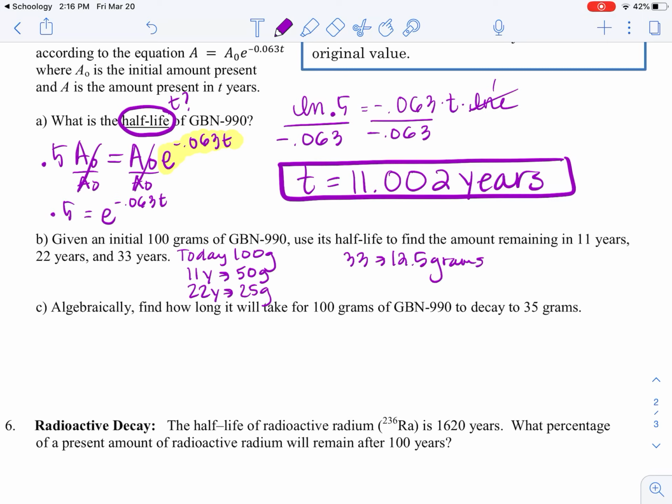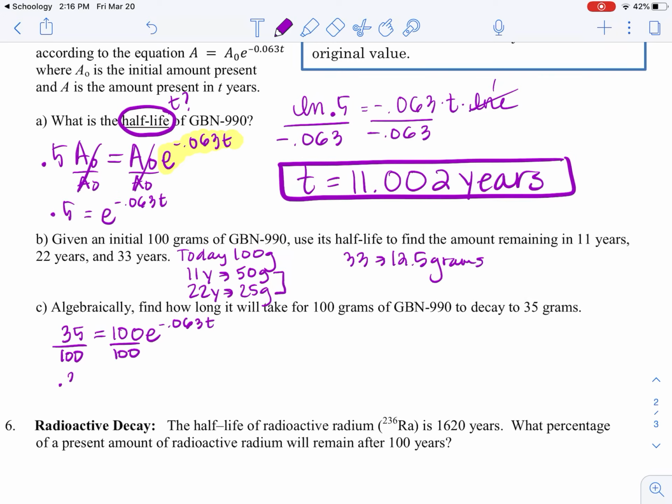Algebraically, how long will it take for 100 grams of GBN990 to decay to 35 grams? So we have 100 grams. We want to know when there's going to be 35 left, times e to the negative 0.063 times t. So what I can tell you about this is that 35 is in between these two, so my answer is somewhere in between 11 and 22 years, but we can solve to get as close to the answer as possible.